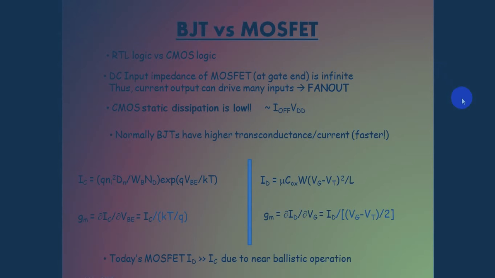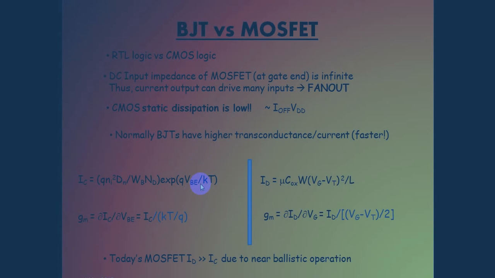Comparisons that are made between a BJT and a MOSFET. BJTs are bipolar devices and they follow RTL logic, and MOSFETs follow CMOS logic. In RTL logic, the resistor acts as the input terminal and the transistor acts as a switching device. The MOSFET also has a very high input impedance, and this phenomenon is known as fan-out. The CMOS static dissipation is low.